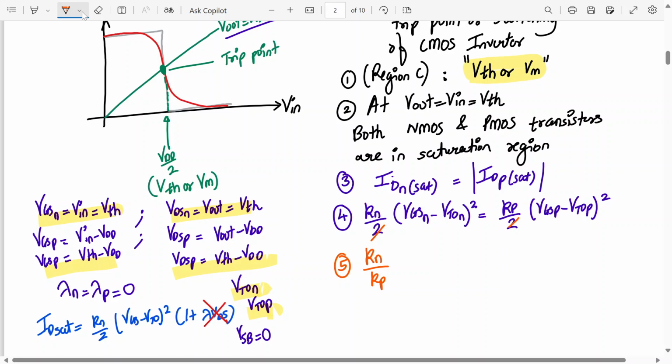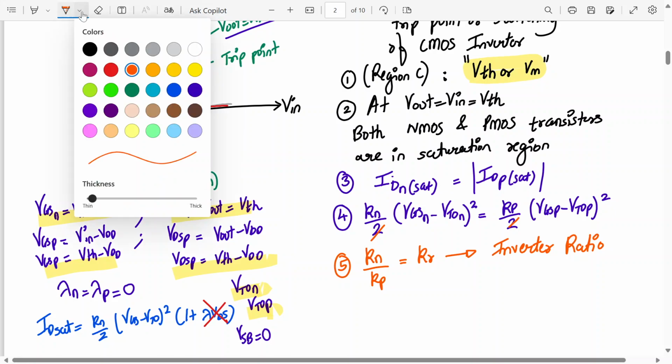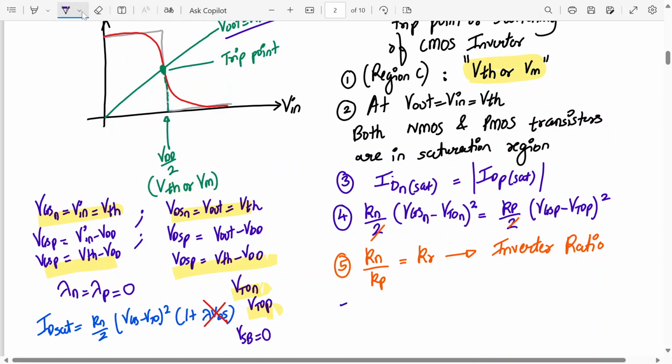So what is Kn by Kp? We assume that Kn by Kp is equal to Kr. This is called the inverter ratio. I'll write about it in detail later, but let's use this and write step number 5. So if we say Kn by Kp is Kr, it will be Kr times, what is VGSN?